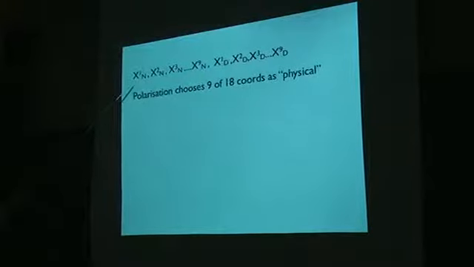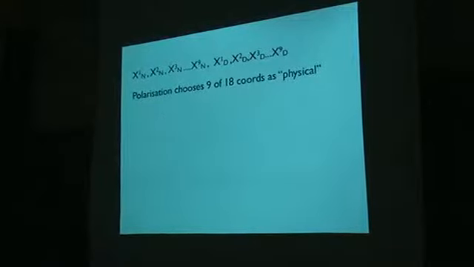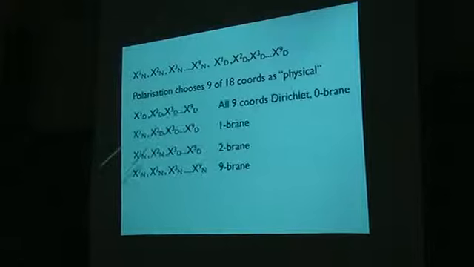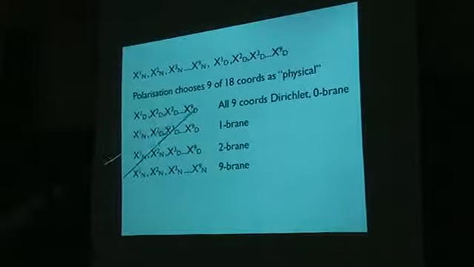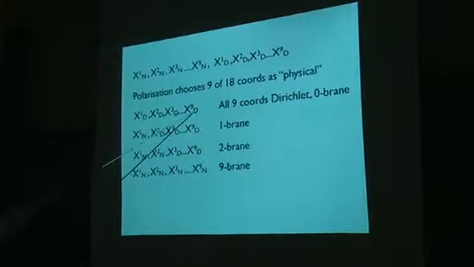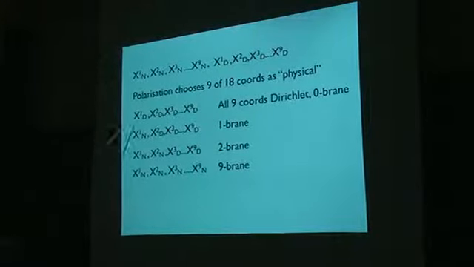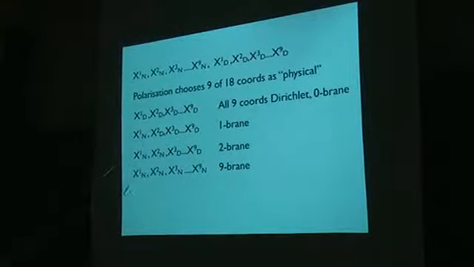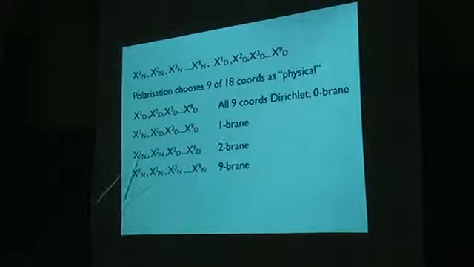So let's see this explicitly. Here we've got 9 Neumann directions and 9 Dirichlet directions. So a polarization will choose 9 of these 18 coordinates as physical. If we chose all of these as being the physical coordinates, then all of the directions would be Dirichlet, and we'd say that we'd have a 0-brane. If instead we chose one as Neumann and the rest as Dirichlet, we'd have a 1-brane, and so on. If p of them were Neumann, we'd say that it was a p-brane.